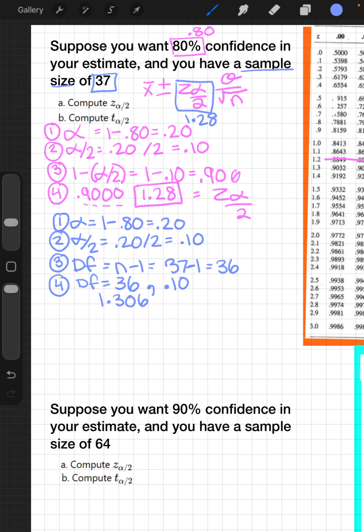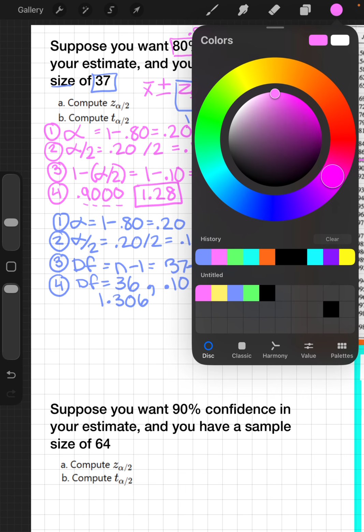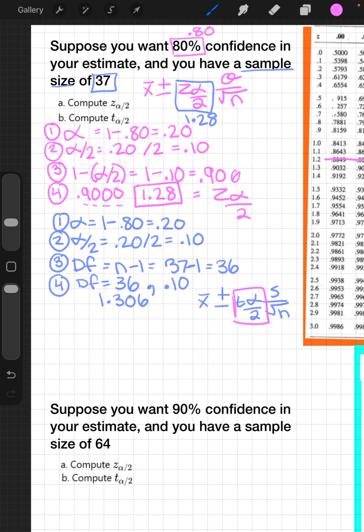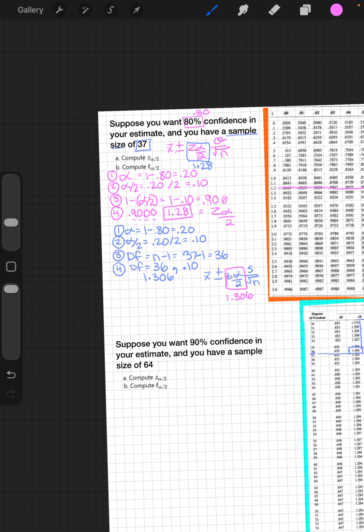So instead of plus or minus t, it would be right here. I would type in 1.306. Yep. Okay.